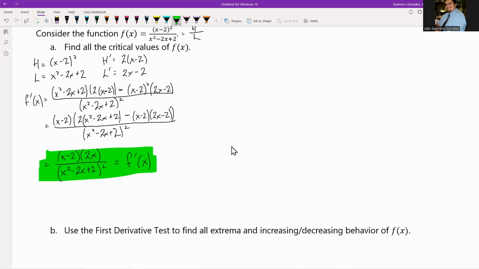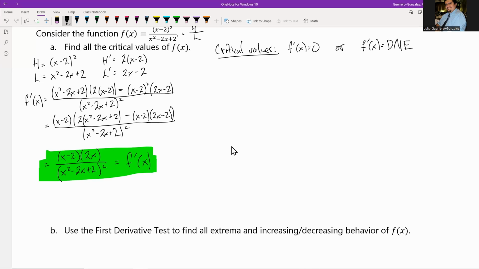Okay, so now what we were trying to find here is critical values, right? So critical values happen at two spots: when f prime of x is equal to 0, or when f prime of x does not exist, or when f prime is undefined, right? So let's go ahead and go through both of them.